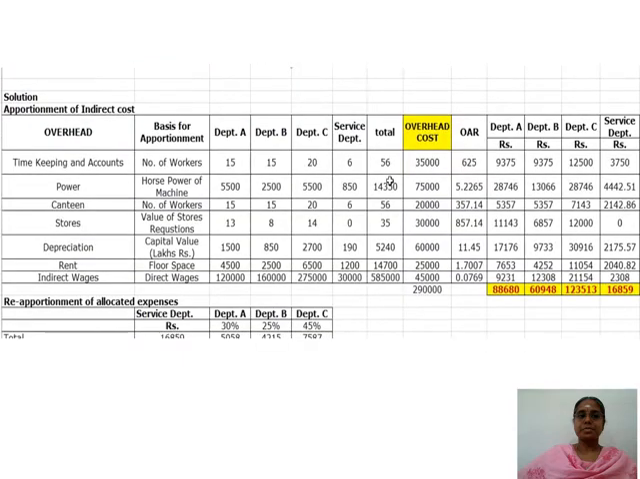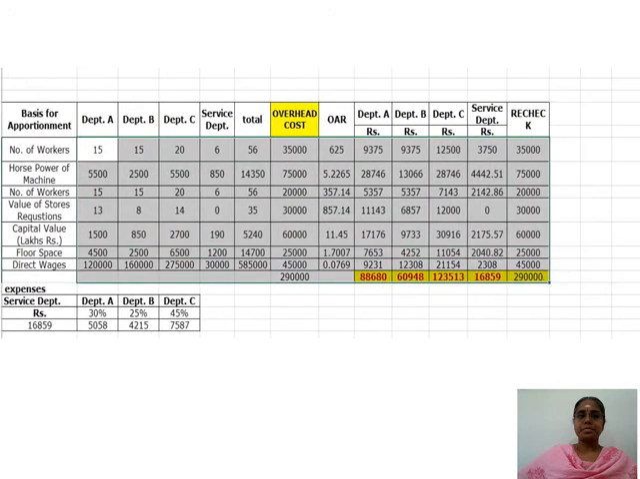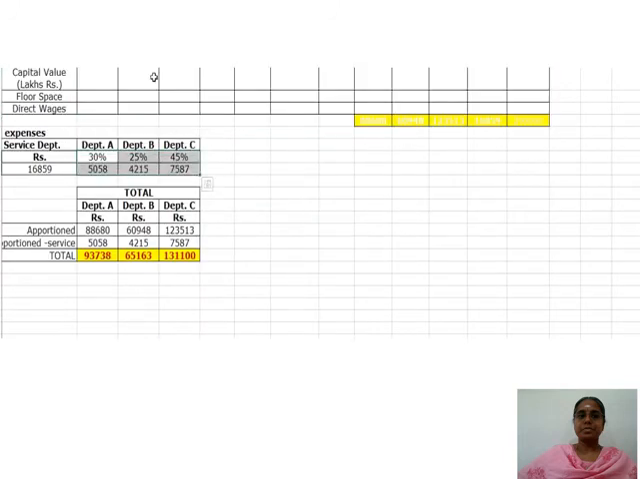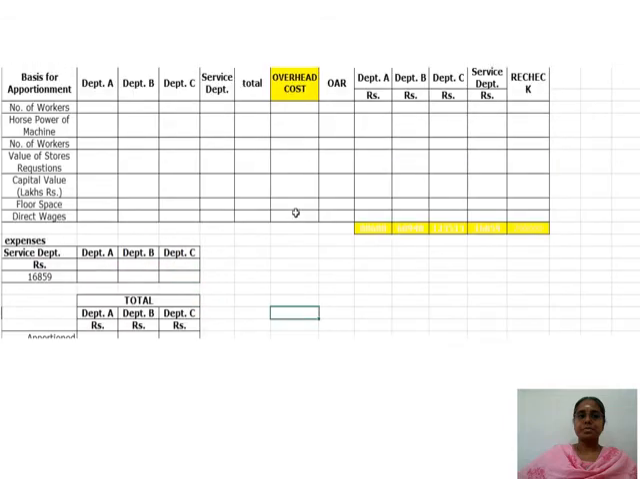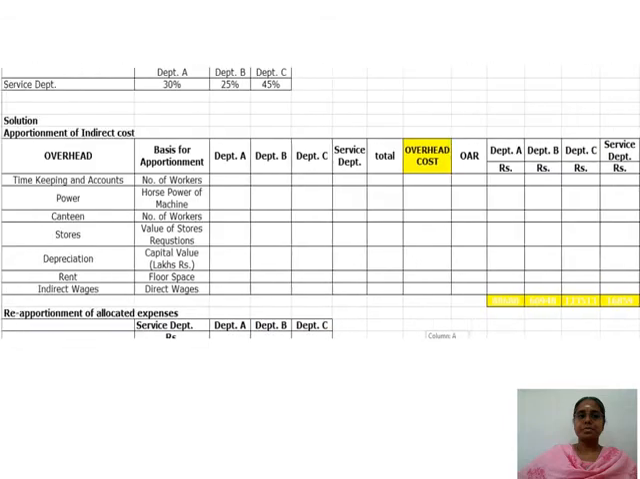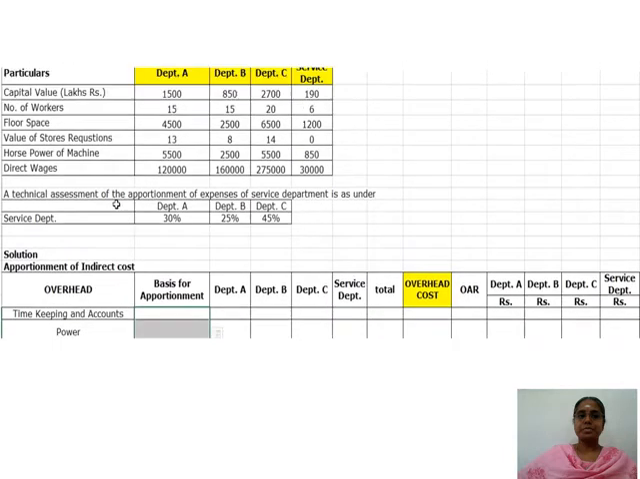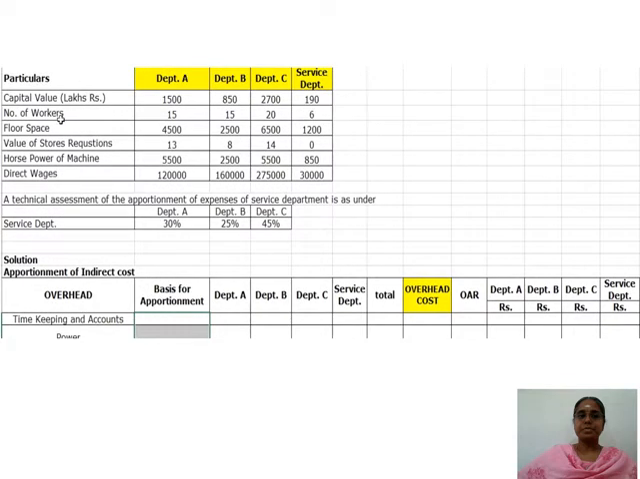So now I want you to write the same. I am erasing all those things and we can find it one by one. So you first have to find the appropriate basis for each overhead. For timekeeping and accounts, what would be the appropriate base in the given sum? Timekeeping and accounts are done for the workers, so that would be an appropriate basis for apportionment.